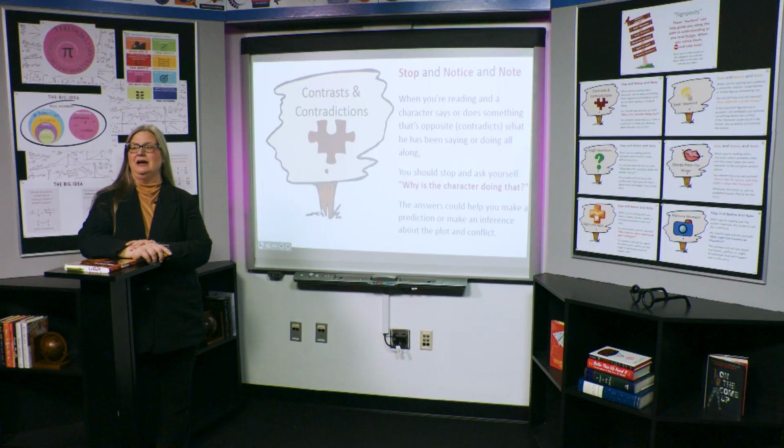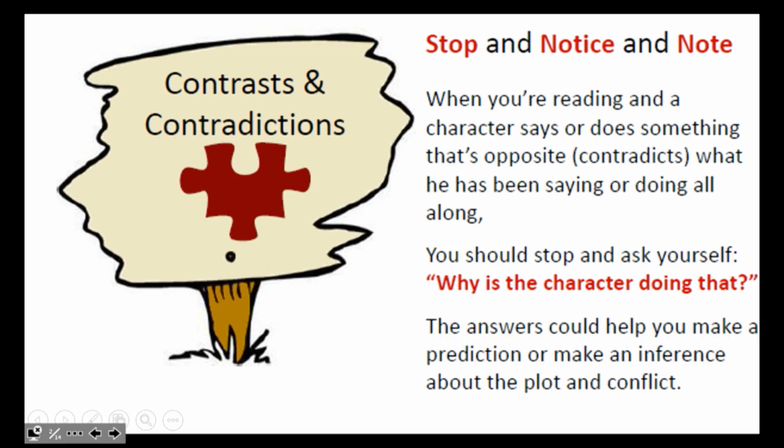First, we learned about contrasts and contradictions. When you're reading and a character says or does something that's opposite or contradicts what he's been saying or doing all along, you should stop and ask yourself, why is the character doing that? The answer could help you make a prediction or make an inference about the plot and conflict.